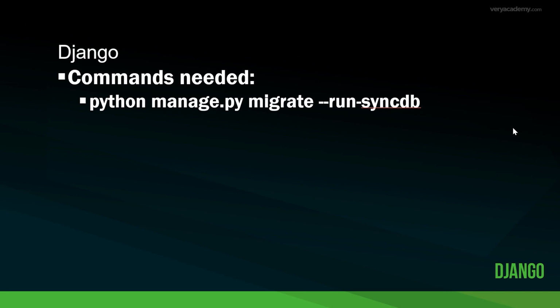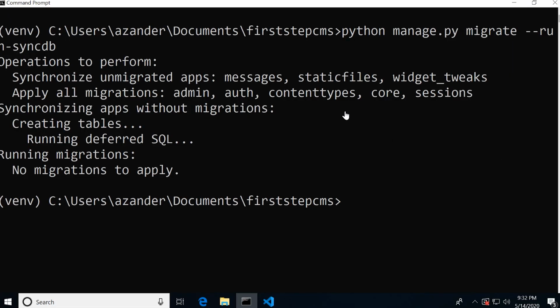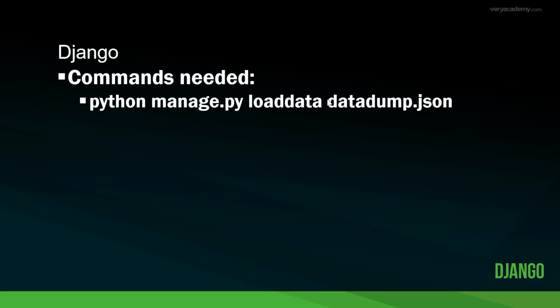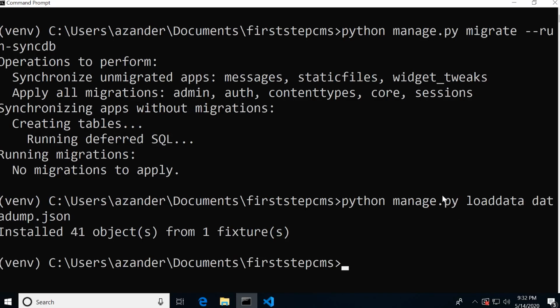Okay, so next up, what we need to do is sync our model to the database. We can do that by running python manage.py migrate with the run-syncdb option. I utilize that in the command prompt here, and you can see that it says creating tables, running deferred SQL, and so on. Once we've done that, we can migrate our data back into the database. Assuming you stored the data dump in the project directory, now we're just going to run loaddata datadump.json. In my terminal, I type that in and run that. And there we go, installed 41 objects from one fixture.